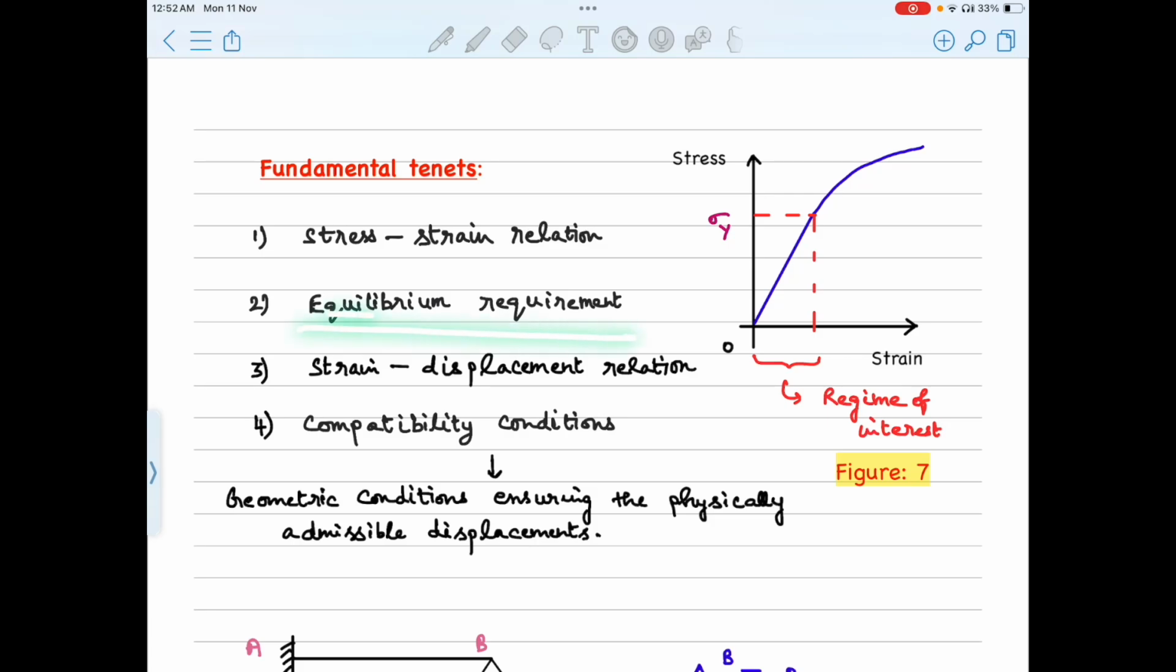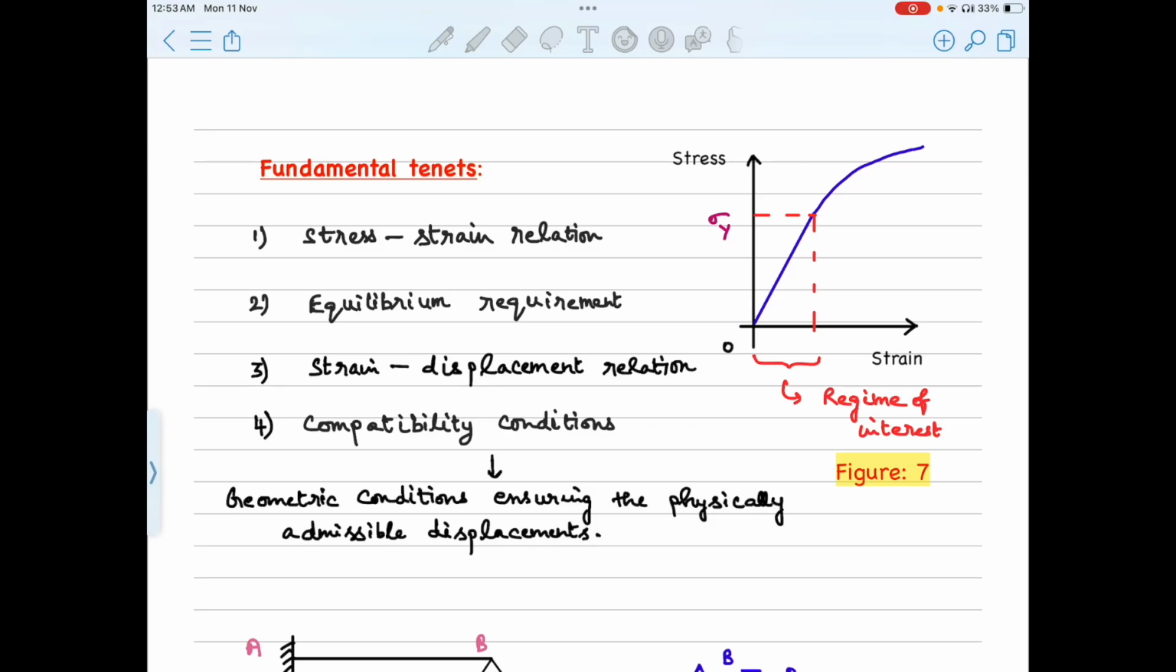Second concept is the equilibrium requirement, which we are familiar with. It mandates that there is no resultant force nor moment applicable to the structure as a whole or to any of its parts. So we know what the equilibrium condition is. Third is the strain displacement relation. This warrants a one-to-one correspondence between the displacements and corresponding strains. We will explore it in detail when it takes center stage.